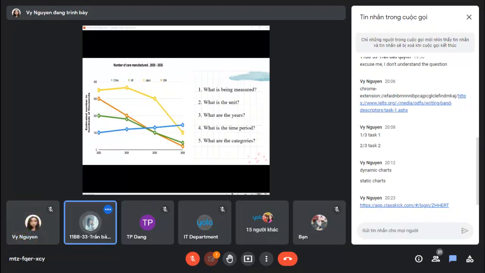For question number one, the number of cars manufactured is being measured. The unit is estimated number in hundreds of thousands. The timeline is 2020, 2025, 2030, and 2035. The time period is 5 years. The categories are the countries: China, UK, Japan, and USA.